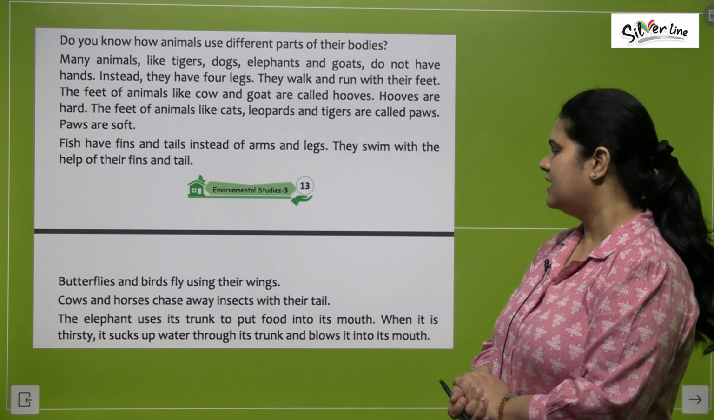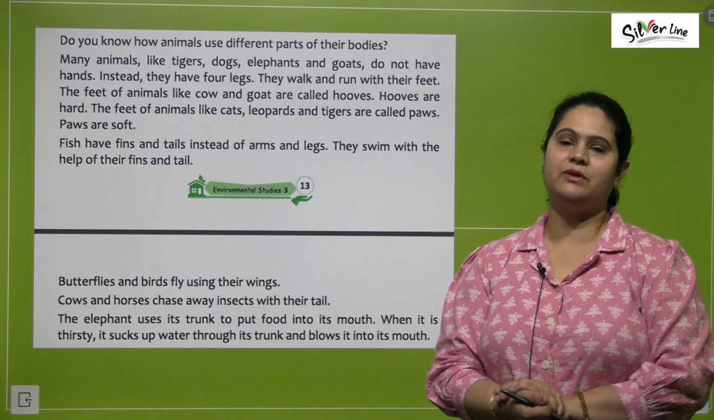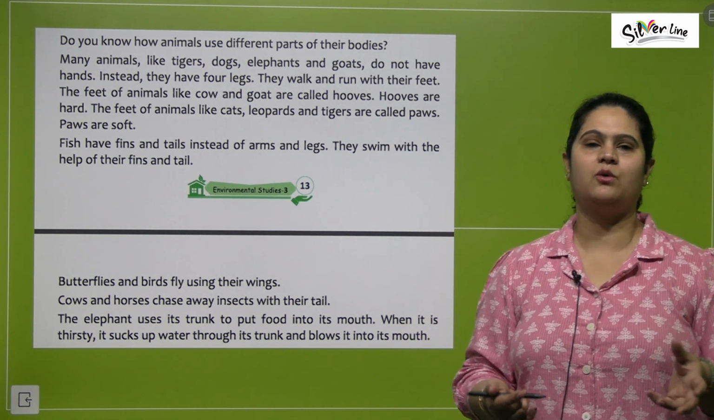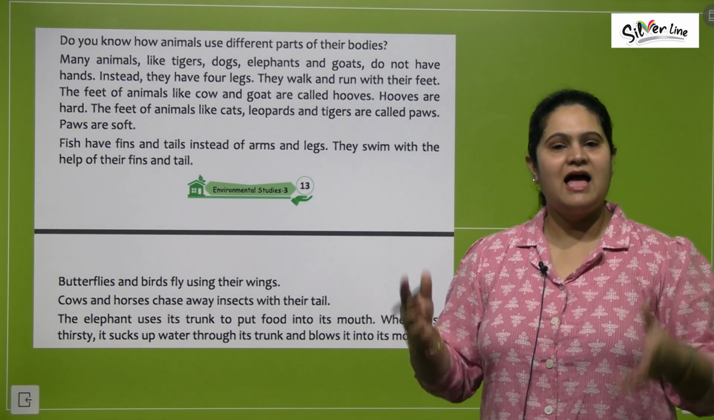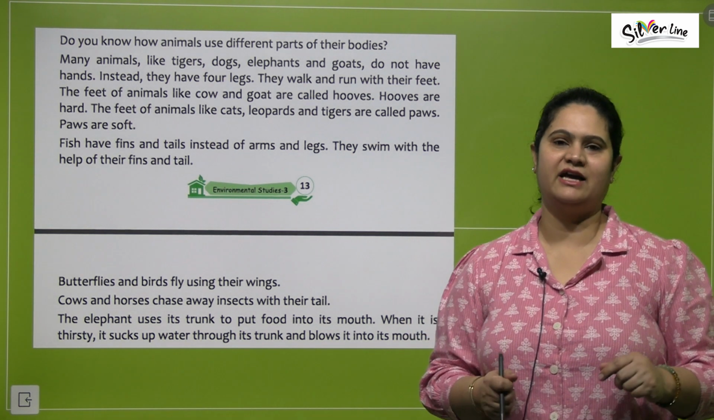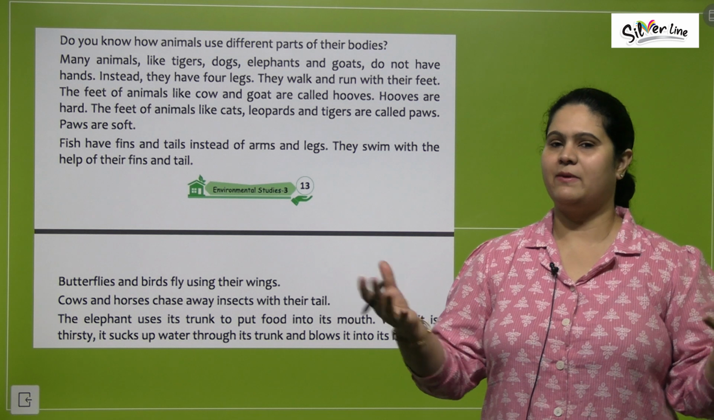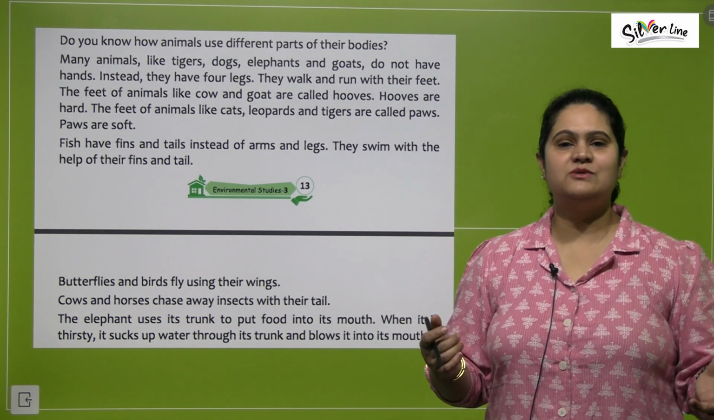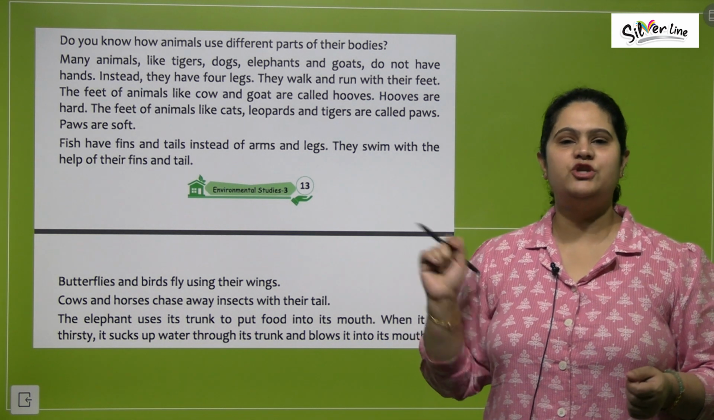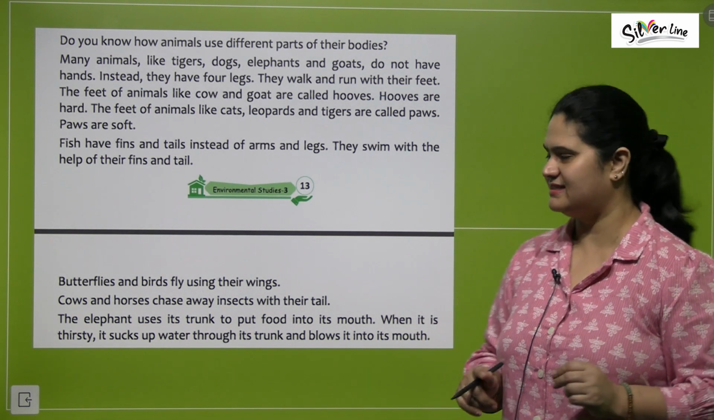Cows and horses chase away insects with their tail. जैसे horses और cows, buffaloes को आपने देखा होगा. Since they don't have hands, तो अगर उनकी body पर कोई insect आकर उन्हें irritate करता है तो वो उसे कैसे हटाते हैं? उनके पास तो hands ही नहीं है. They use their tails to do this, right? अपनी tail से they chase away the insects.